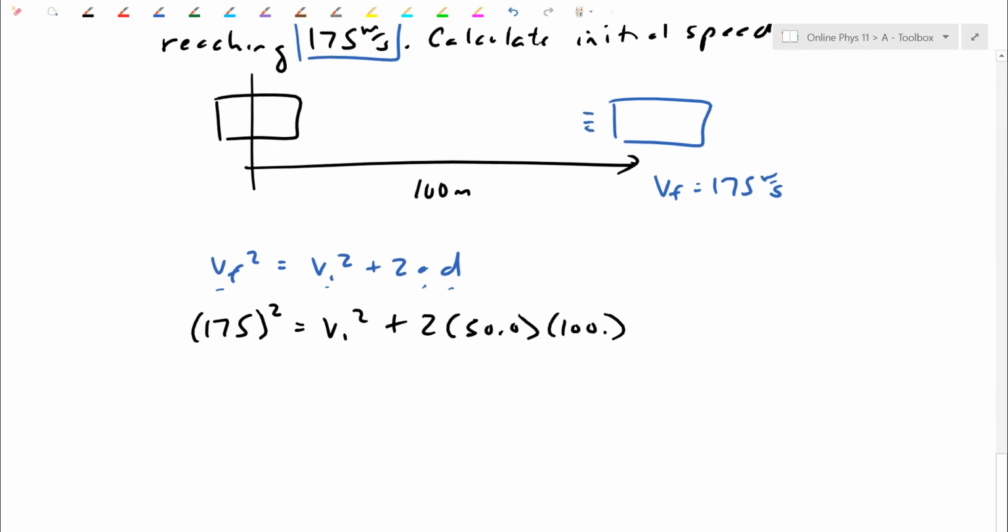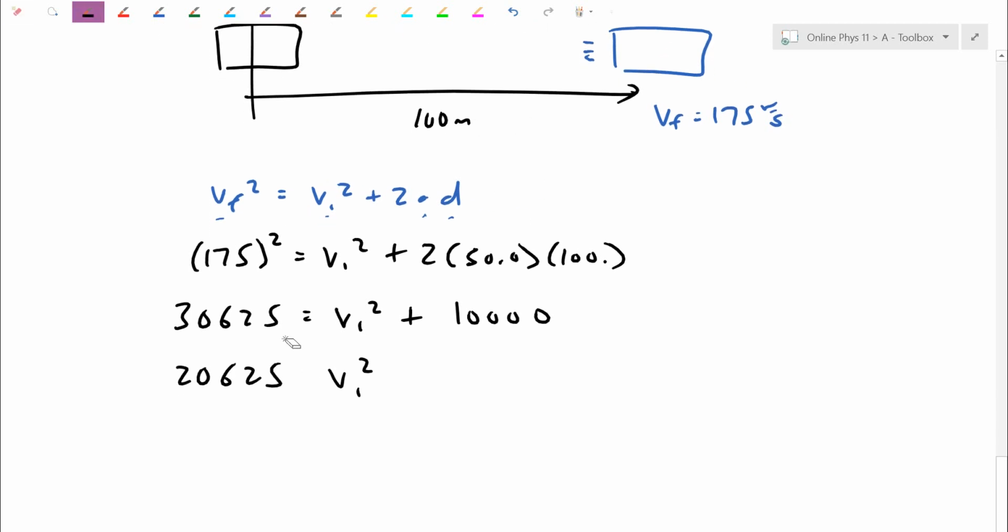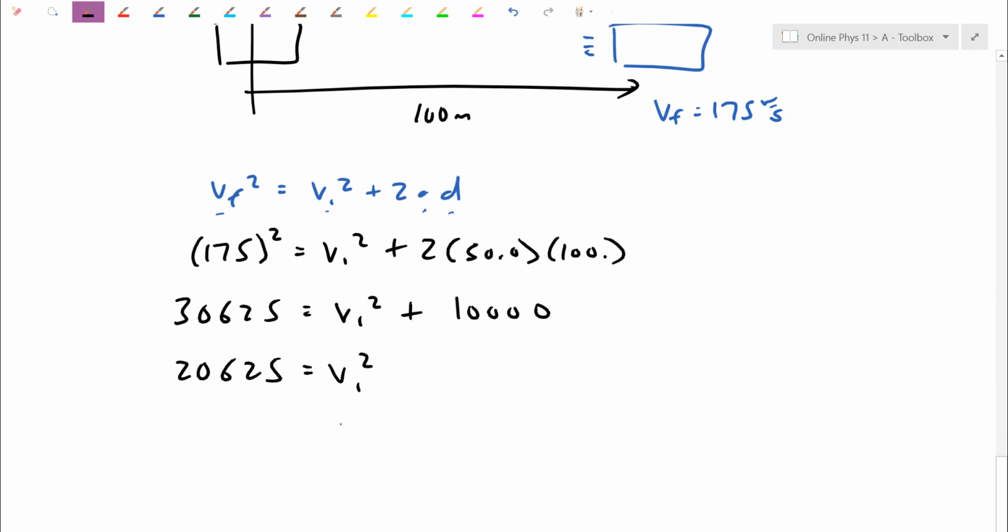You can use a calculator, either scientific or graphing. 175 squared gives you 30625 is equal to VI squared plus, punching in all this stuff here, 2 times 50 times 100, which gives you 10,000. I'm going to subtract the 10,000 to the left-hand side, so VI squared is equal to 20625. Now that looks like a really fast speed, but that's not VI, that's VI multiplied by itself. If I want to get rid of the square, I need to take the square root. The root of 20625 gives me 144 meters per second.